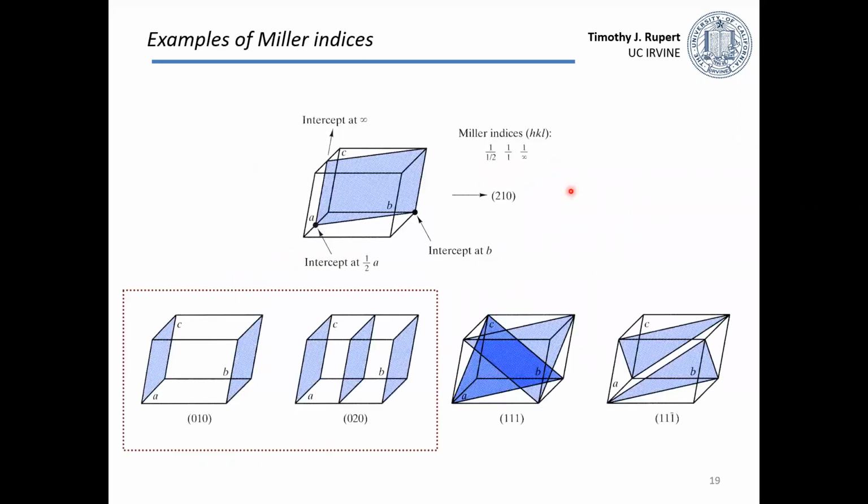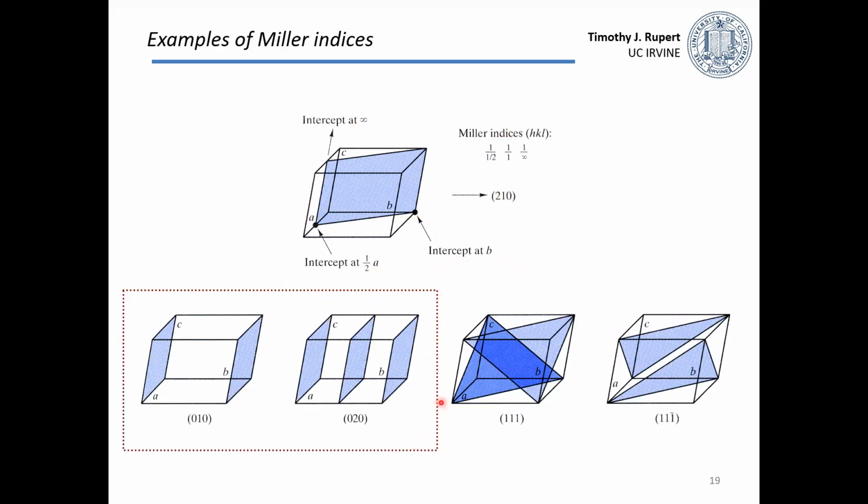So here are another few examples of Miller indices, just to, if you want to sort of practice and try it yourself. This one is slicing through that structure. You can see, okay, here it hits x equals 1/2, y equals 1, z is infinity, take the inverse, we end up with the 210 plane.